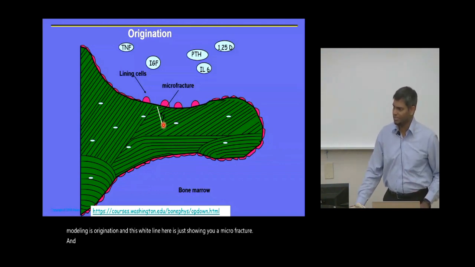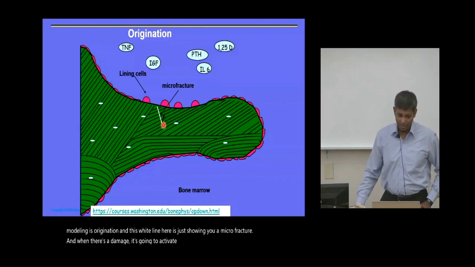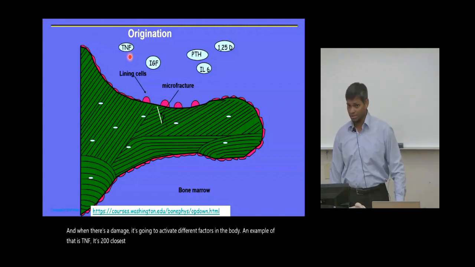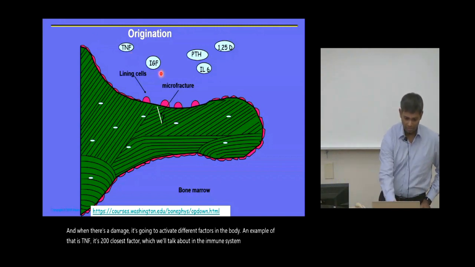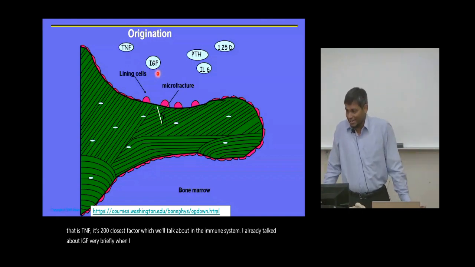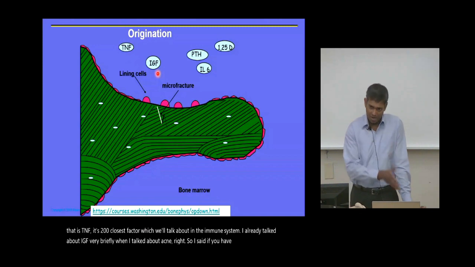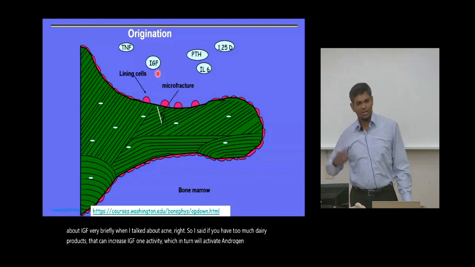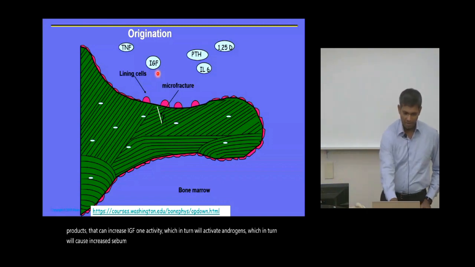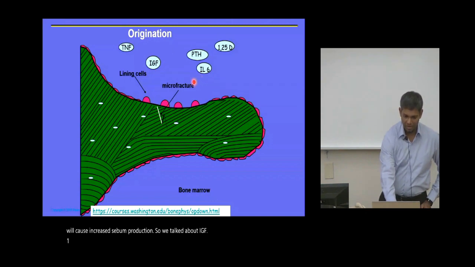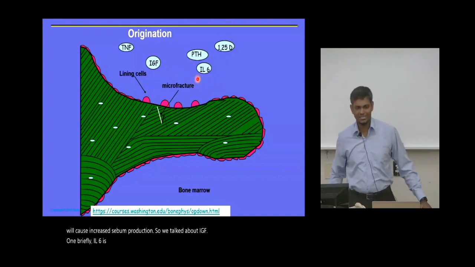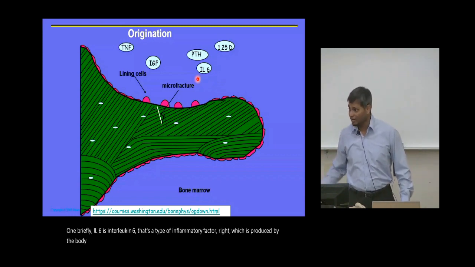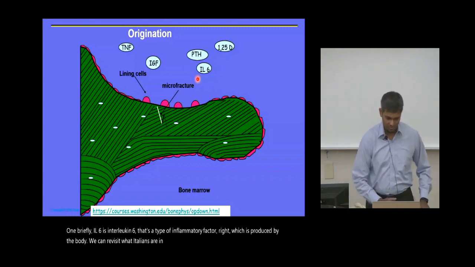And when there's a damage, it's going to activate different factors in the body. An example of that is TNF. It's tumor necrosis factor, which we'll talk about in the immune system. I already talked about IGF very briefly when I talked about acne, right? So I said if you have too much dairy products, that can increase IGF-1 activity, which in turn will activate androgens, which in turn will cause increased sebum production. So we talked about IGF-1 briefly. IL-6 is interleukin 6. That's a type of inflammatory factor, right, which is produced by the body. We can revisit what interleukins are in the immune system.